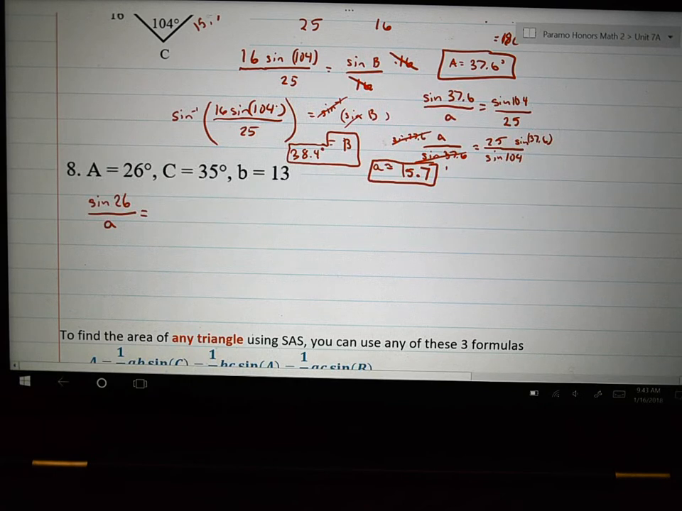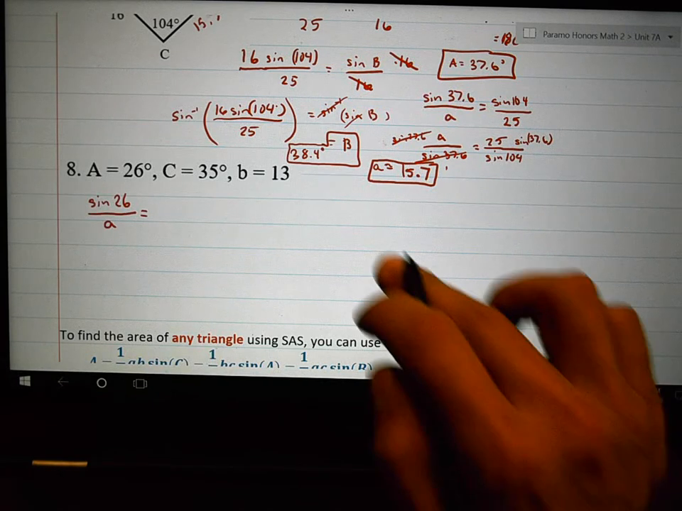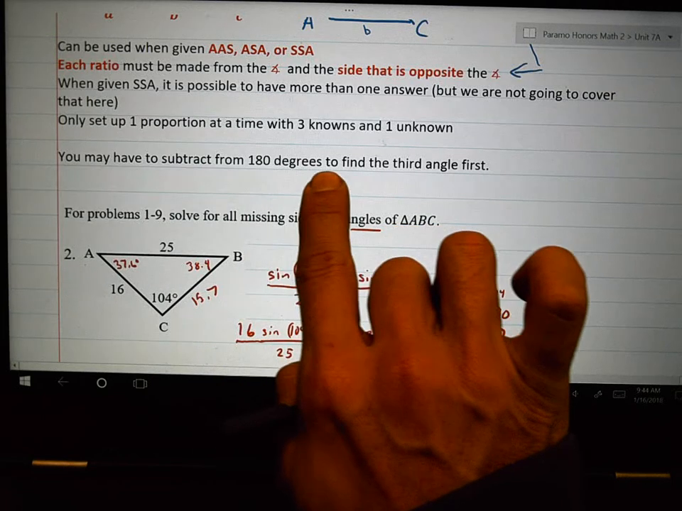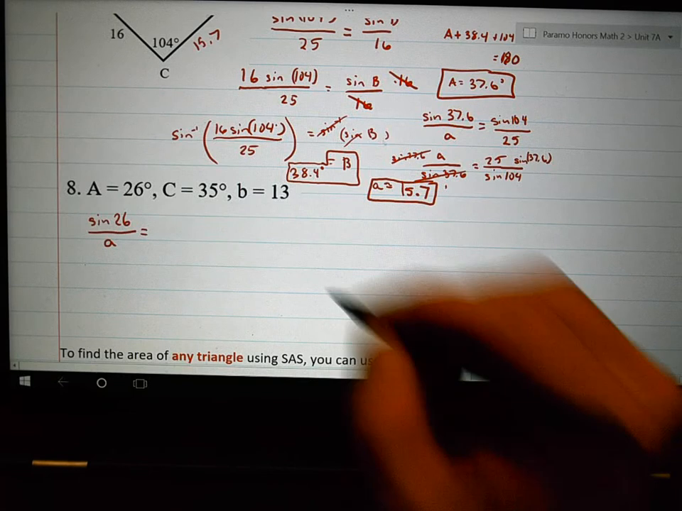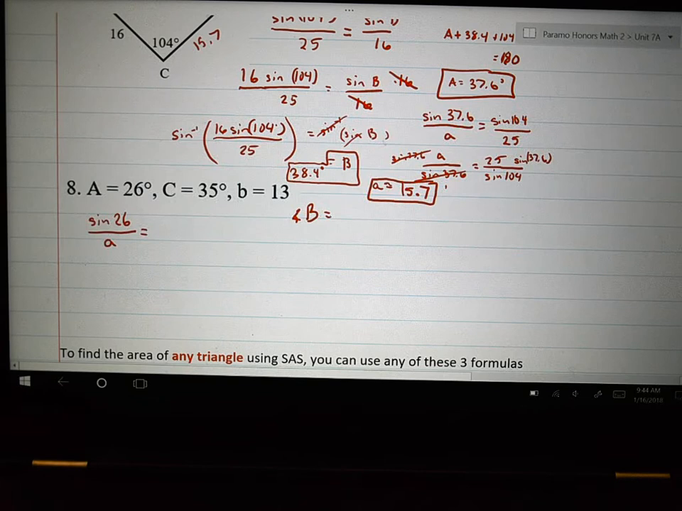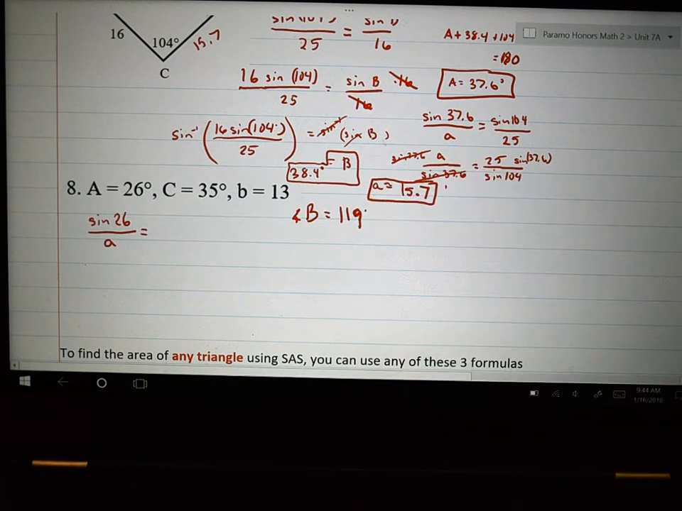Do I have angle B? I'm given little b. Is that angle B? Okay, so you may have to subtract from 180 degrees to find the third angle first. Can I find angle B real quick? Let's do that. What is 180 minus 26 minus 35? I got 119 degrees.